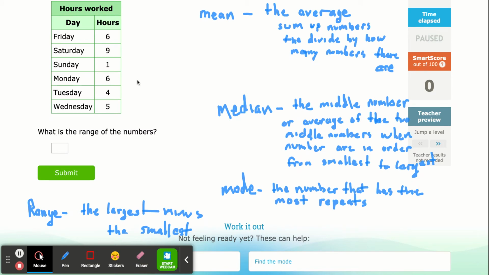What is the range of the numbers? I find the largest number, which is 9. I find the smallest number, which is 1. 9 minus 1 is 8. The range of these numbers is 8.